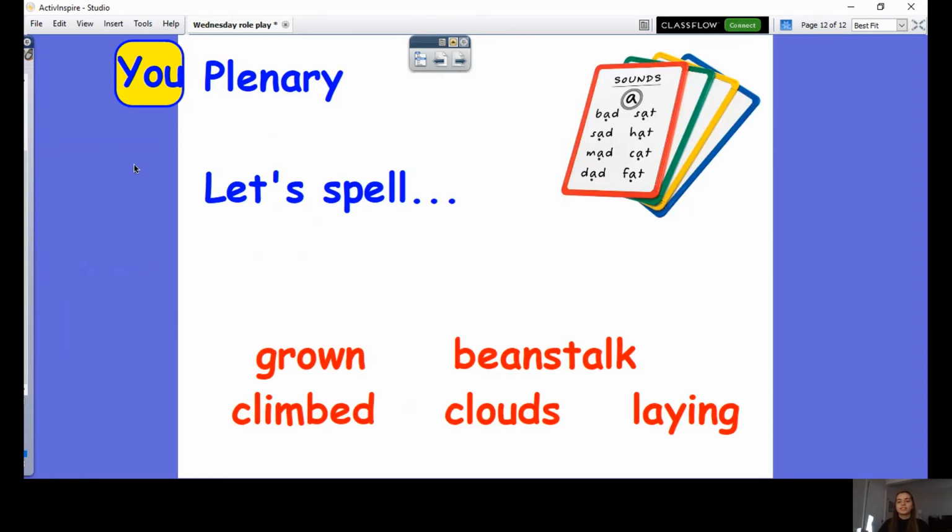Once you have finished acting out your story, you are going to practice these spellings. Spellings are very important to practice because it always helps with our writing next week. Today's words are grown, beanstalk, climbed, clouds, laying. So we're going to practice writing down those words as an extra challenge. And if you want a super duper challenge, have a go at putting those spellings into sentences.